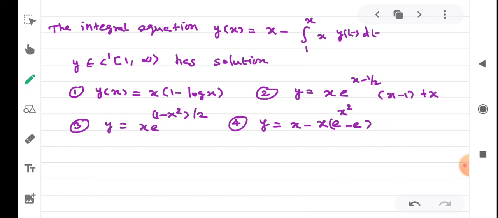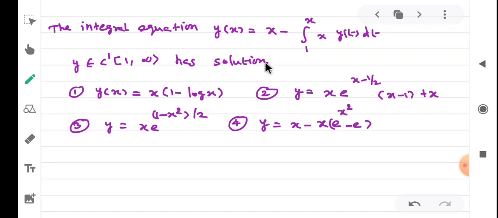In this video, we are going to look at a problem on integral equation. Now, let us see the problem. The integral equation y of x is equal to x minus integral 1 to x of x into y of t dt, where y belongs to C1 of closed interval 1 comma infinity, has a solution. Four options are available.